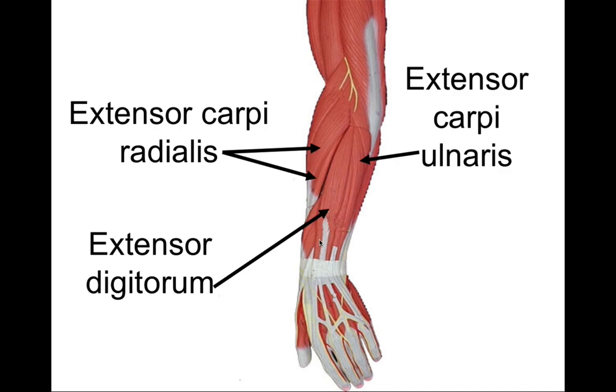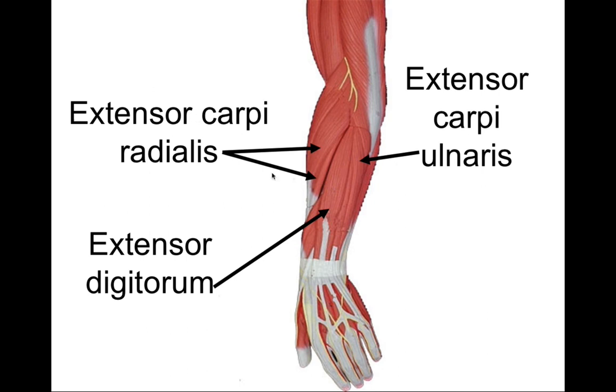So this picture that we're looking at is the posterior side of the forearm. There are 3 muscles found on the posterior side, and they're all extensor muscles. They all begin with the word extensor. And the reason that these muscles are called extensor muscles is because they help for the extension of the hand. When these muscles contract, that shortens their length, and that extends the hands and the fingers outwards.